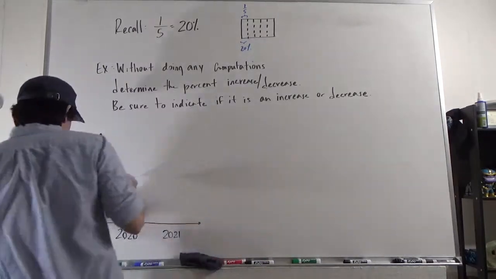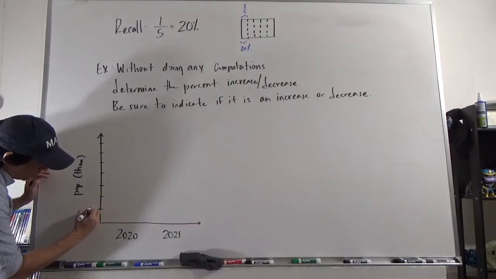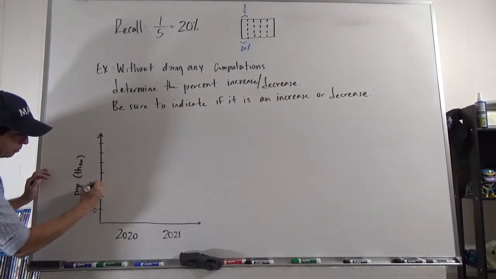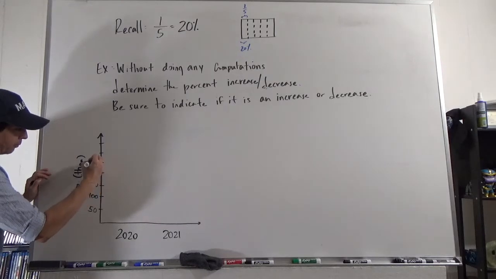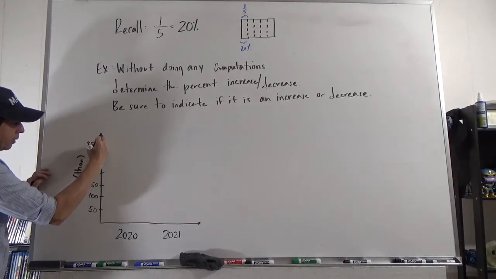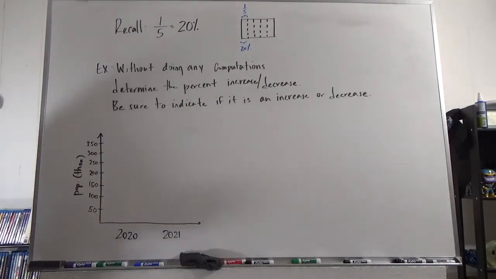This time though, it's not going to be 30s. It's going to be 50s. 50, then 100, then 150, 200, 250, 300, and then 350. That's going to be my scale. We're going to look at the percent change in population of this city.